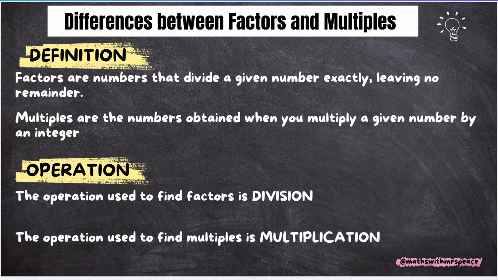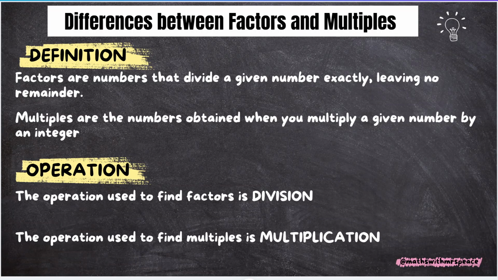The first one, definition. Factors are numbers that divide a given number exactly, leaving no remainder. In other words, factors are exact divisors of a given number. On the other hand, multiples are the numbers obtained when you multiply a given number by an integer. Now, operation. The operation used to find factors is division, while the operation used to find multiples is multiplication.